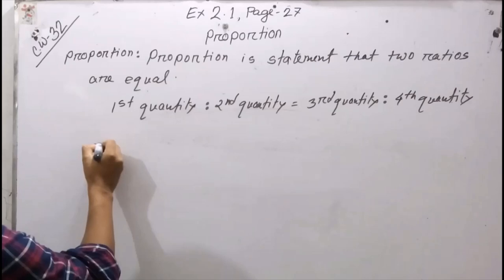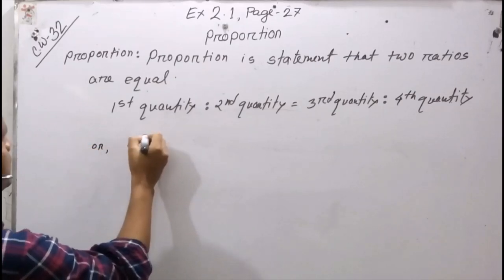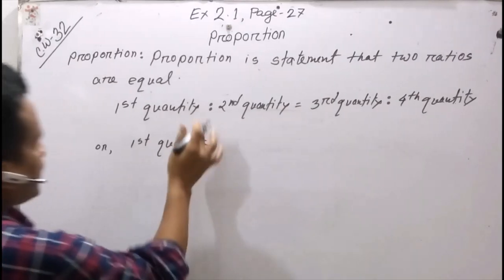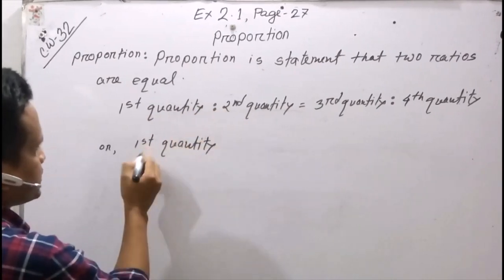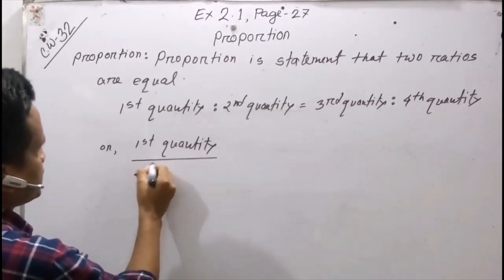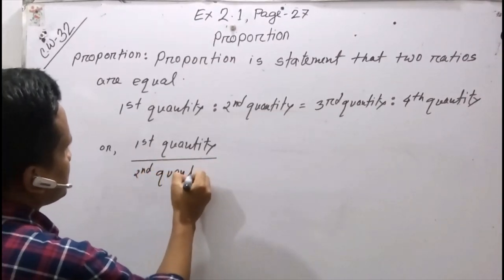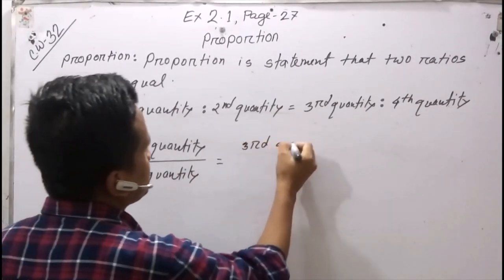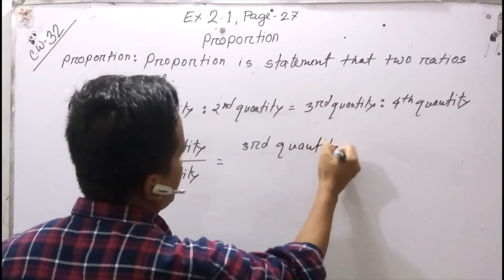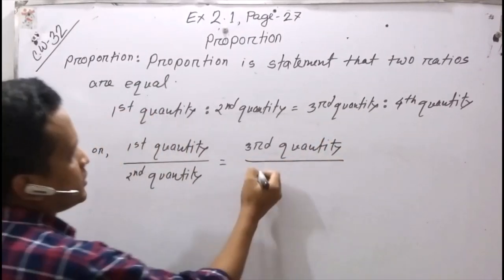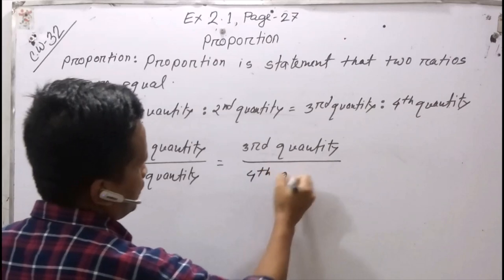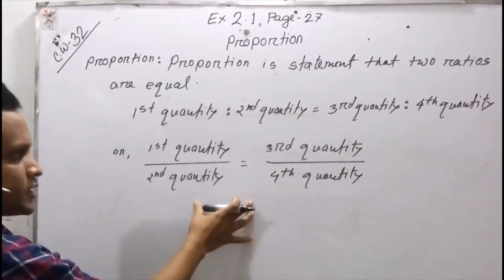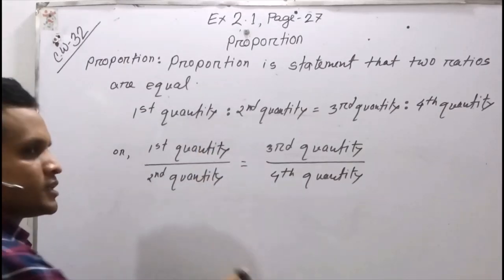Which way can we write it? The first quantity, this ratio we can write as a division: first quantity by second quantity equal to third quantity by fourth quantity. You have already learned this, right, my dear students? We can write it this way also.